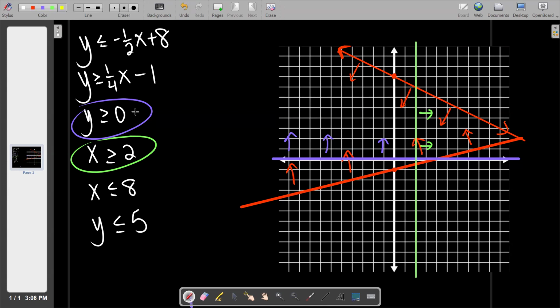So for this one, this is another vertical boundary. Everybody agree? Okay, so we're going to go to 8. So we're going to go to 1, 2, 3, 4, 5, 6, 7, 8, and we're going to graph a vertical boundary down here like this. And where will the shading go relative to that boundary? To the left. Very good.